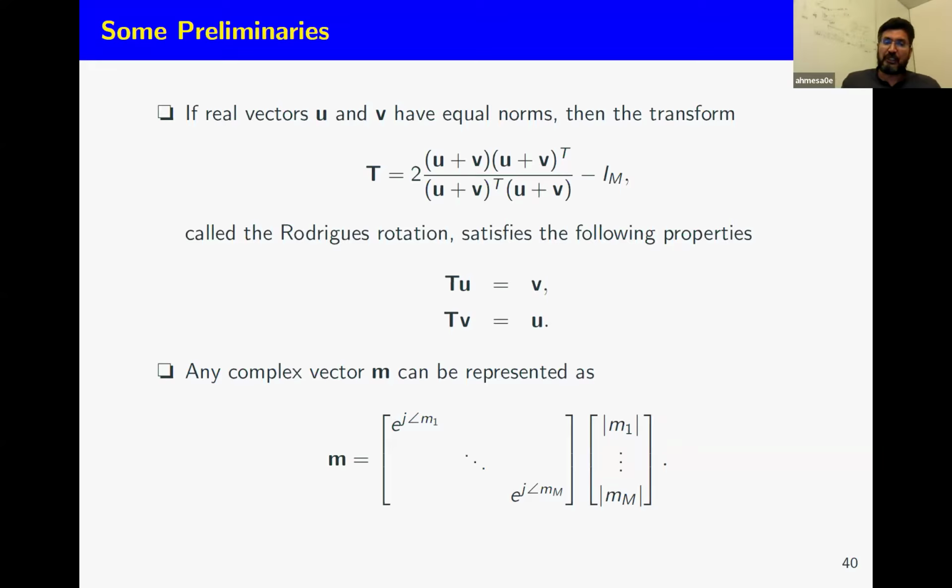And secondly, the second equation is this one. In this equation, we are saying that if we have any complex vector, we can split that complex vector into its amplitude and its phases.